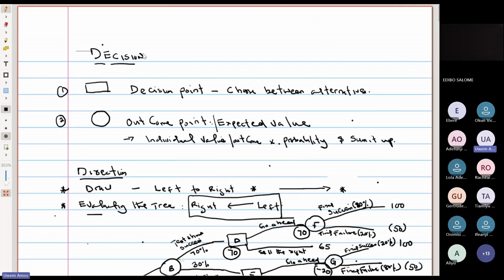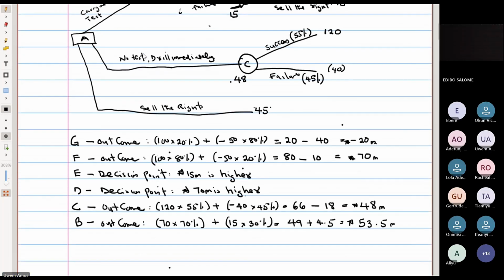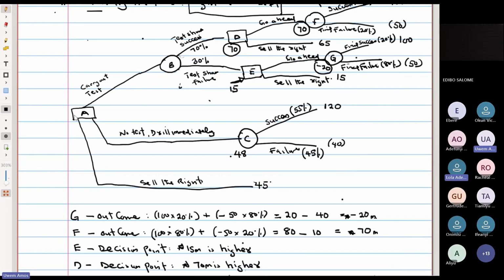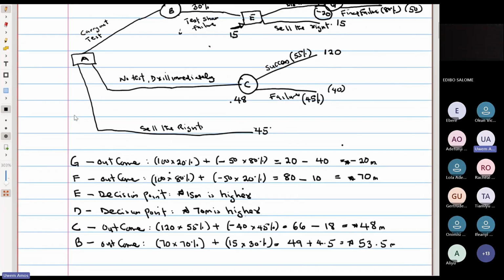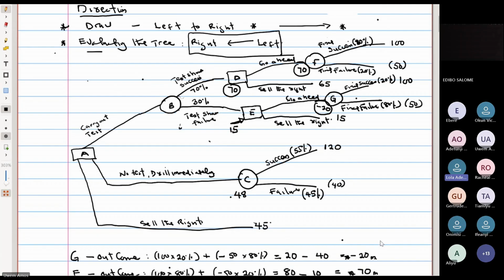And let's go back to our final point, which is point A, and that is where we advise management. So our point A, is that a decision point or an outcome point? It's a decision point. So let's write what our B is first. Our B is 53.5. So we didn't write that. Let's write it down. So 53.5 is our B.